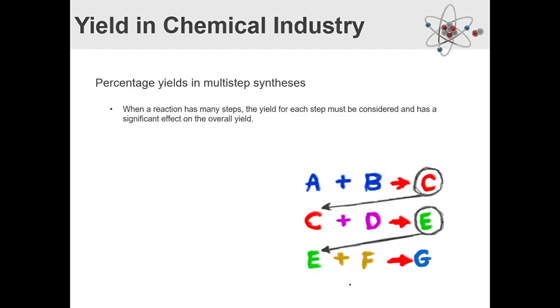So, percentage yields in multi-step synthesis. Whenever a reaction has many steps, the yield for each step must be considered and has a significant effect on the overall yield. Ideally, what we'd want is a 100% reaction, but it's probably not going to happen.